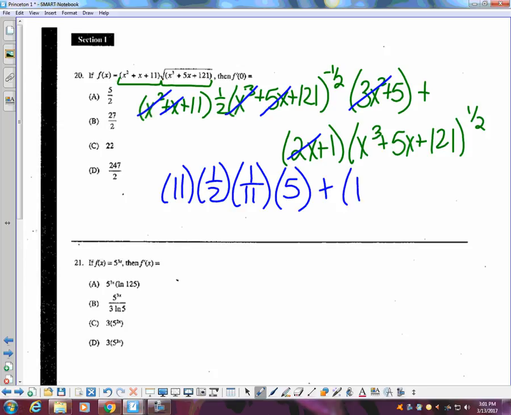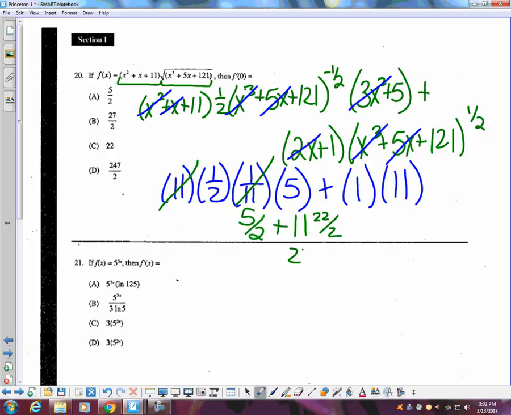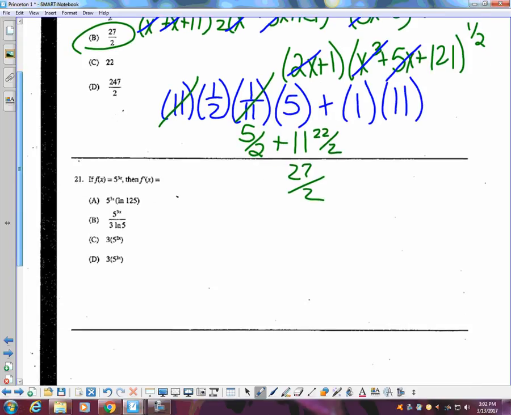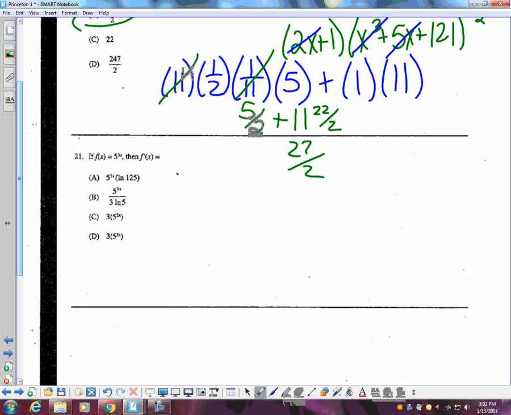Plus, all right, he's gone. That's a 1. He's gone. That's a 121 to the positive 1/2, so that's an 11. These cancel, and that gives me 5/2 plus 11. Yeah, that's 22/2, so 27/2. Okay, y'all do it. That's a quick one.